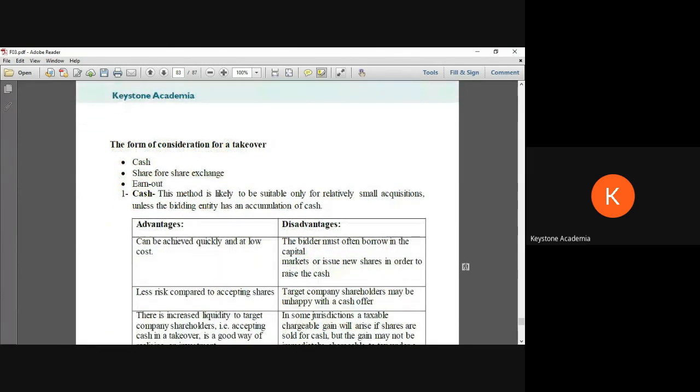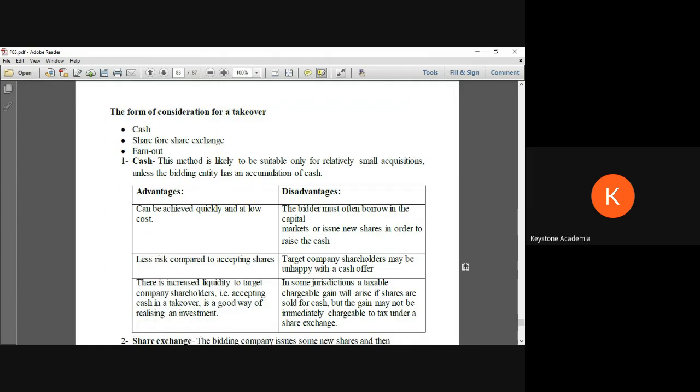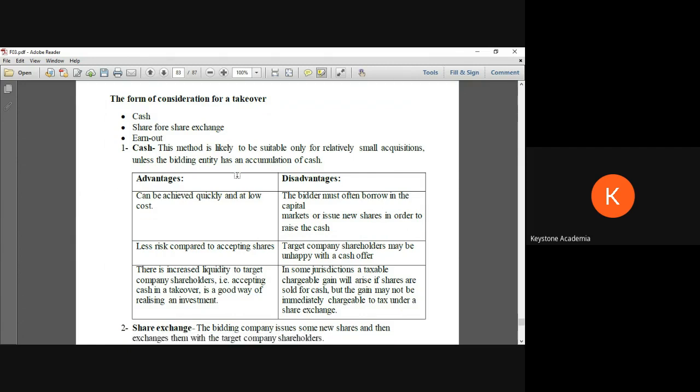Now DAISTRUK will go into a situation where DAISTRUK is acquiring someone. We'll take that example because that is more usually asked in the exam. So first thing, let's say we are acquiring a certain company. What is the next thing we have to consider? Next thing is, how will you pay them? Will you pay them by cash, will you pay them by share for share exchange, or will you pay them by earn-out?